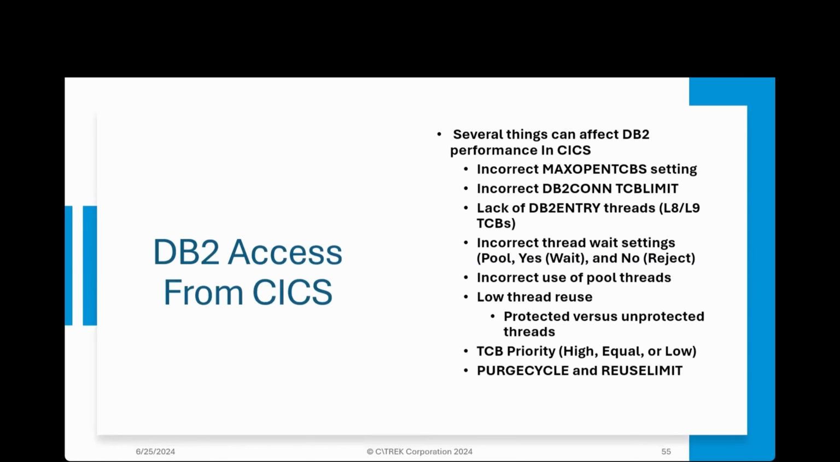DB2, as I mentioned, we're going to look at DB2 from the CICS part. We're going to look at things like incorrect max open TCBs, incorrect DB2 TCB limits, the lack of DB2 entry threads, and incorrect thread waits, and I've seen this quite a bit. Whenever you have the DB2 entry, you can either say, if I run out of threads, go to the pool, or yes, wait, or no, reject, which goes back to the program. The program has to handle it.